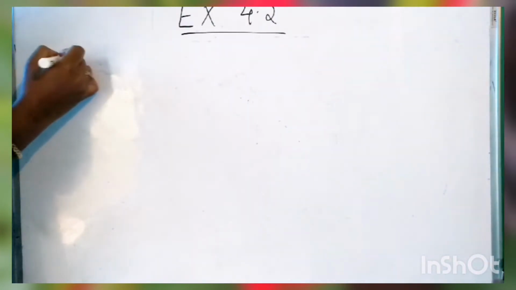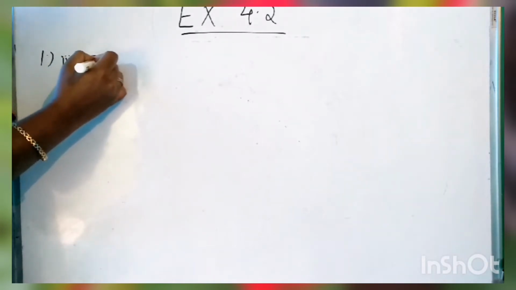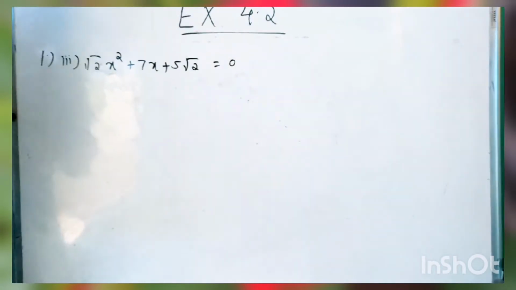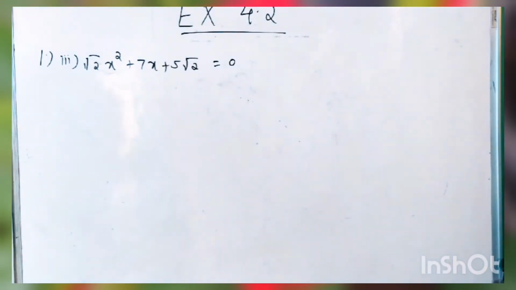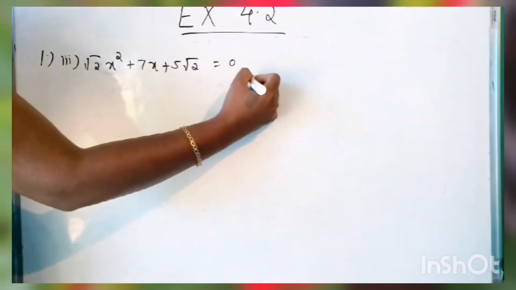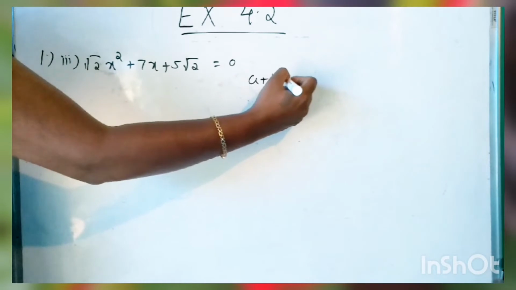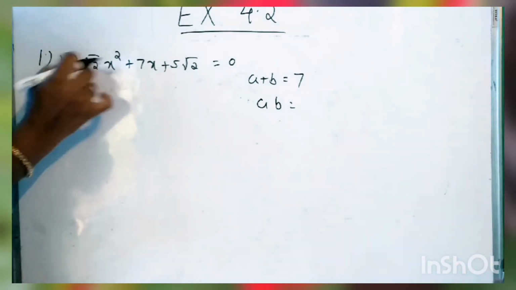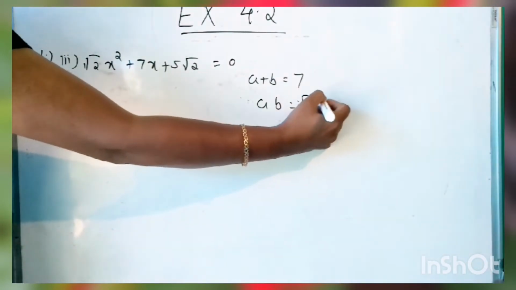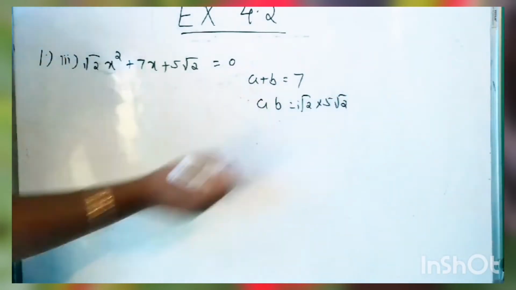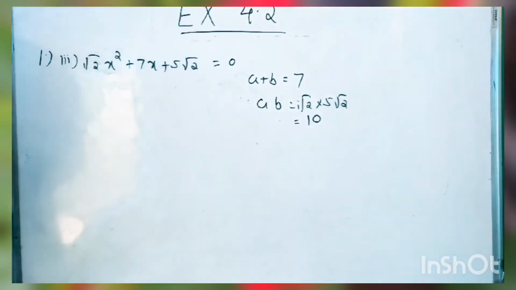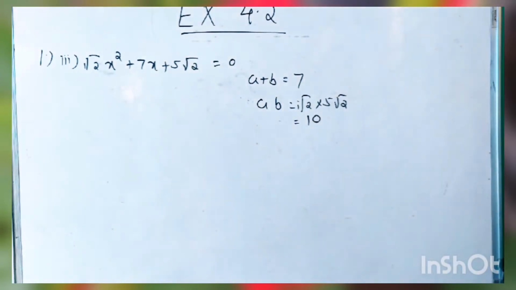Third one. Root 2x square plus 7x plus 5 root 2 is equal to 0. Here we need to find a and b such that a plus b is equal to the coefficient of x, 7, and ab is equal to the product of the coefficient of x square and the constant term, that is root 2 into 5 root 2. We know that root 2 into root 2 is 2, and 2 into 5 is 10. So we need to find a and b such that a plus b equals 7 and ab is equal to 10.